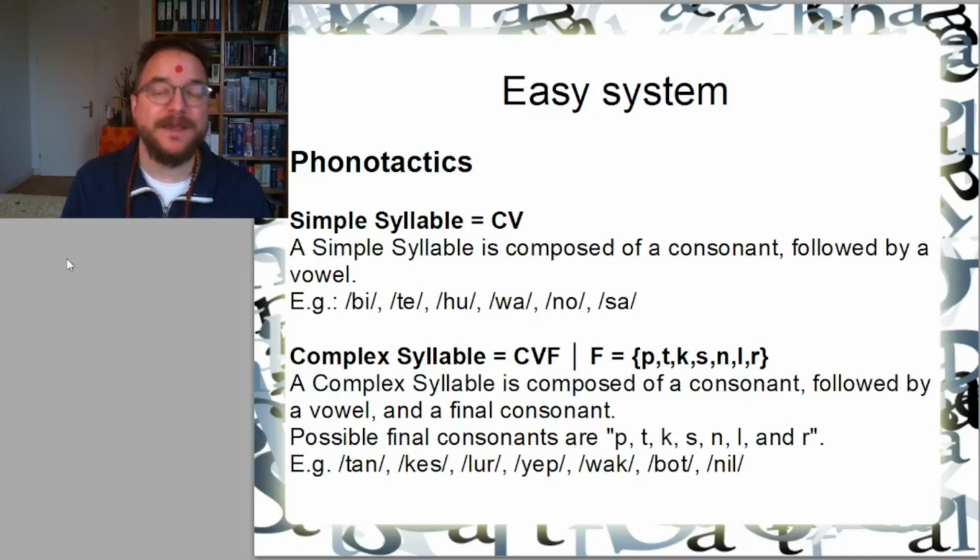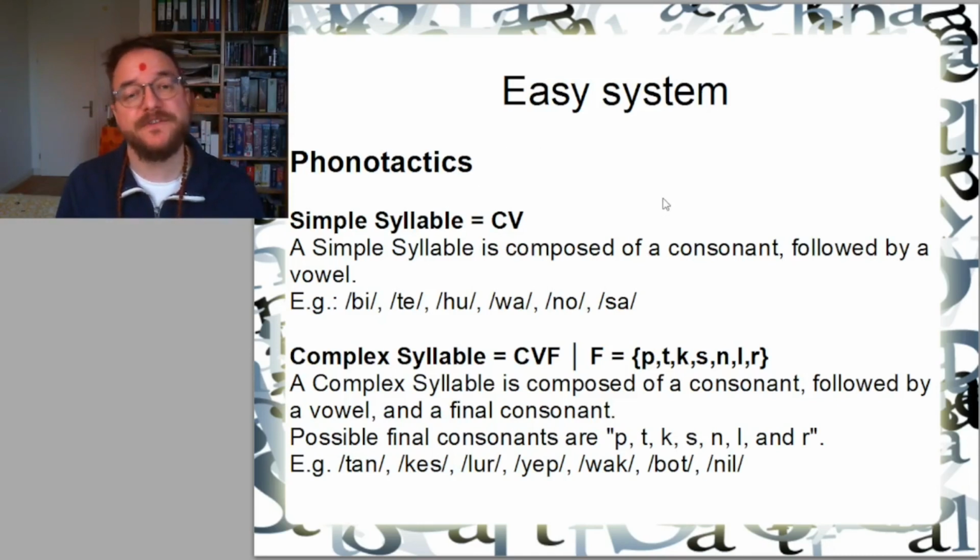Now let's make syllables. How do the consonants and the vowels that we've just chosen make up syllables? I've chosen two kinds of syllables. First the simple syllables, then the complex syllables. The simple syllable is composed of one of the 15 possible consonants, followed by one of the 5 possible vowels.